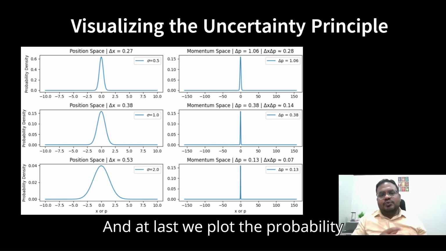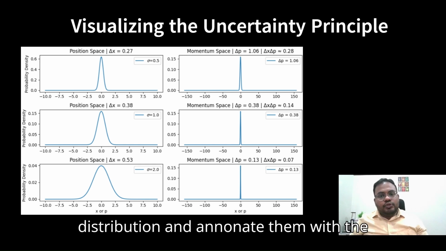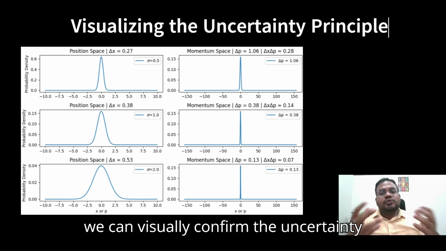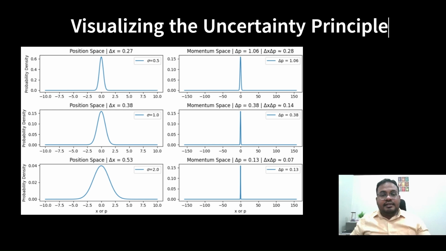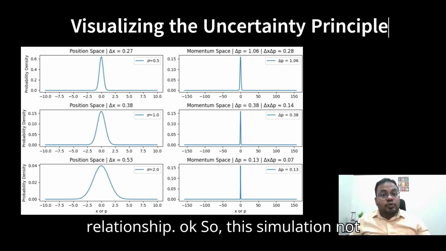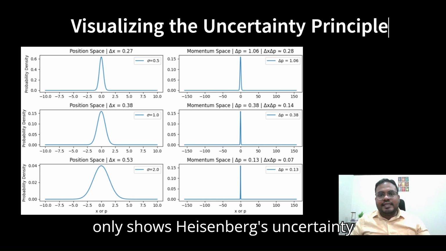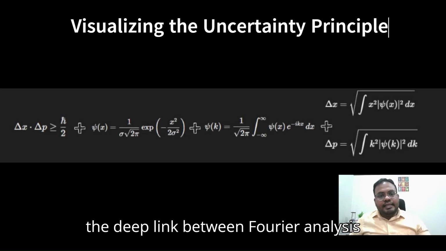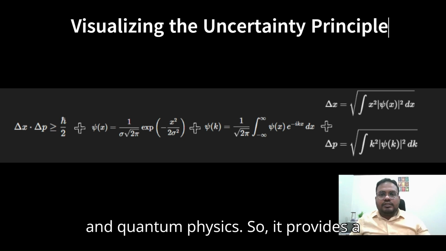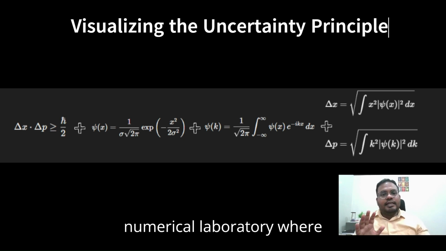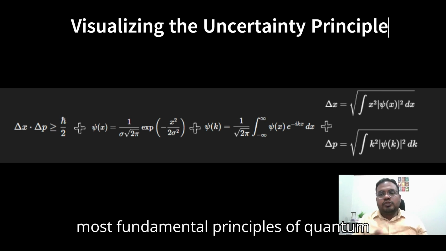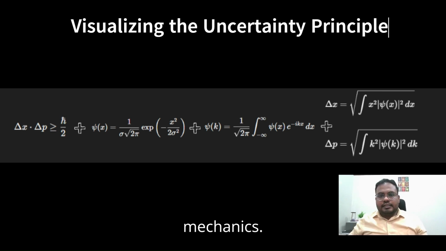And at last, we plot the probability distributions and annotate them with the values of delta x and delta p, so we can visually confirm the uncertainty relationship. This simulation not only shows Heisenberg's uncertainty principle but also helps us understand the deep link between Fourier analysis and quantum physics. It provides a numerical laboratory where we can see and verify one of the most fundamental principles of quantum mechanics.